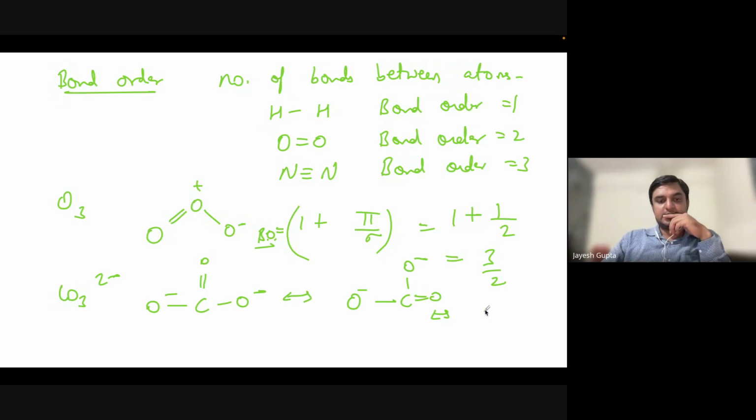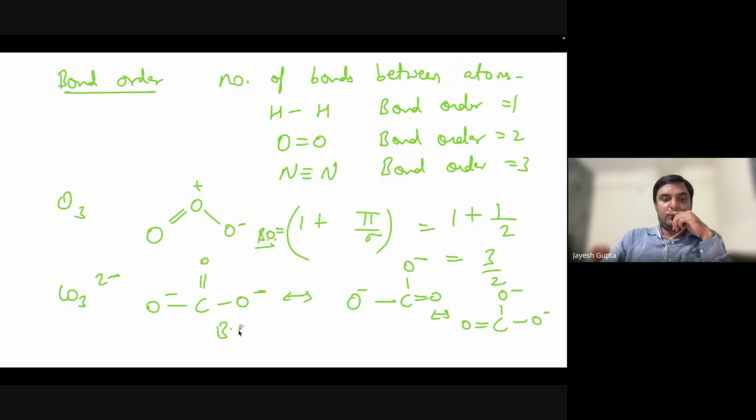In the third structure, this negative charge can become a pi bond, and this pi bond can become a negative charge. So this will become like this one. Okay, so these are the three resonating structures.